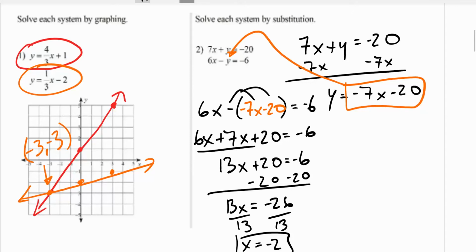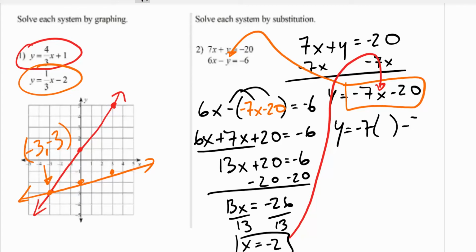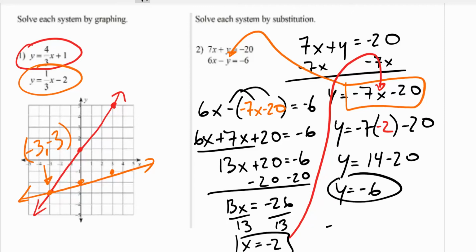Now we're going to take this value of x and substitute it into our top equation for x. Y equals negative 7 times x minus 20. And we're substituting in a negative 2. So y equals positive 14 minus 20. So y equals negative 6. So our point is negative 2, negative 6.